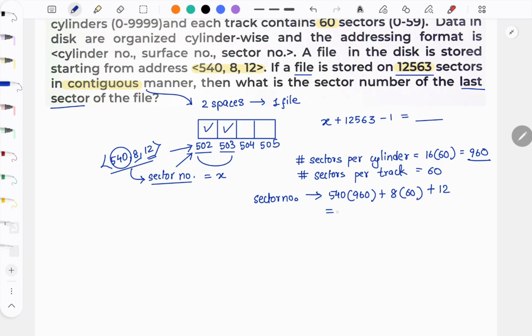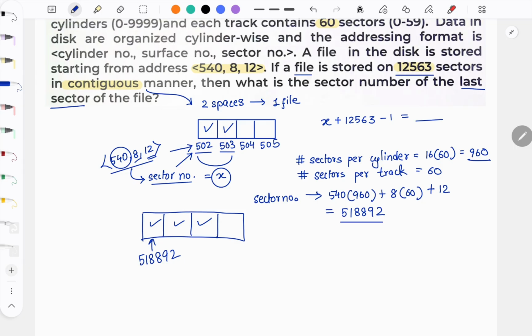Now this will come out to be 518892. As I said, this is the x which we have assumed first. So we have got the answer 518892. Like if this is the storage space and the first sector number is 518892, we will keep putting the data likewise, and it will take storage spaces of 12563. We'll assume that it will take 12563 boxes, and we have to find the last box number like this.